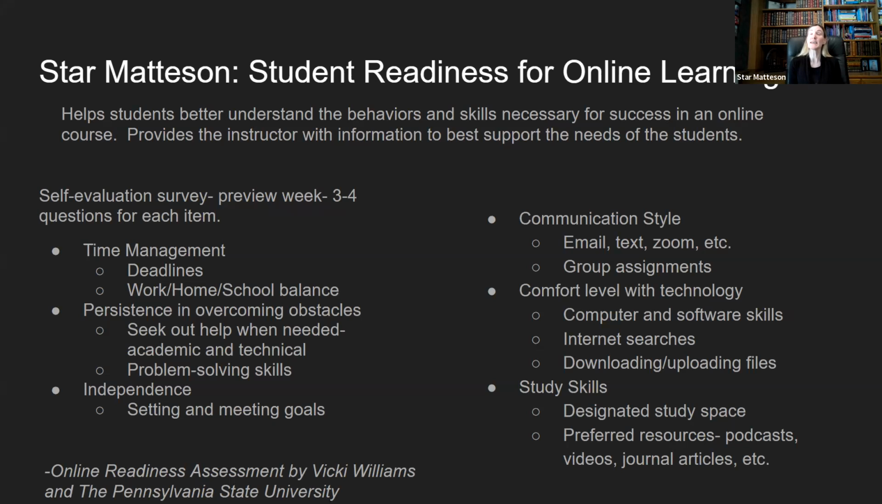And then it provides me a targeted audience of how I can best support them before the school year or the semester even starts. So as you can see, this online readiness is broken up into 6 main categories: time management, persistence in overcoming obstacles, independence, communication style, comfort level with technology, and study skills.